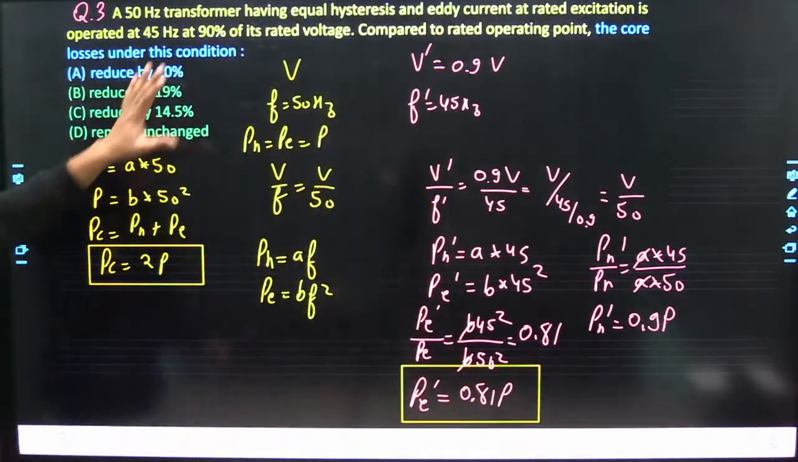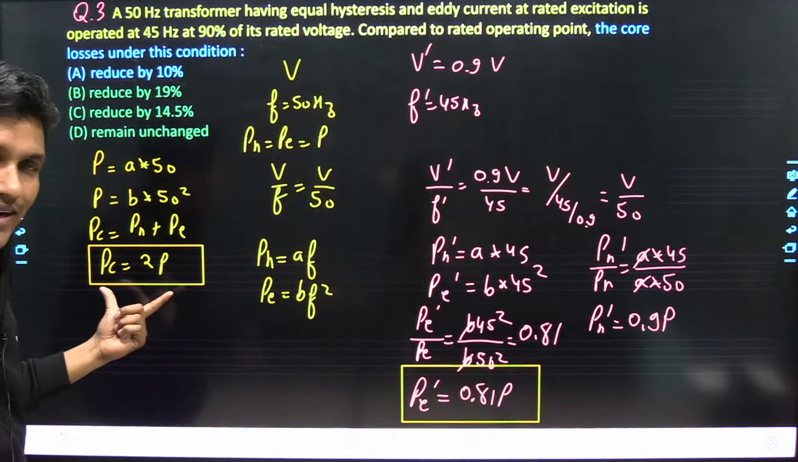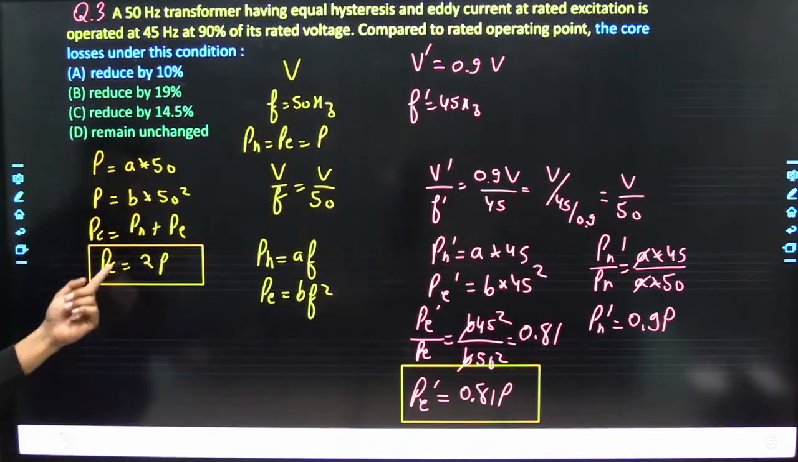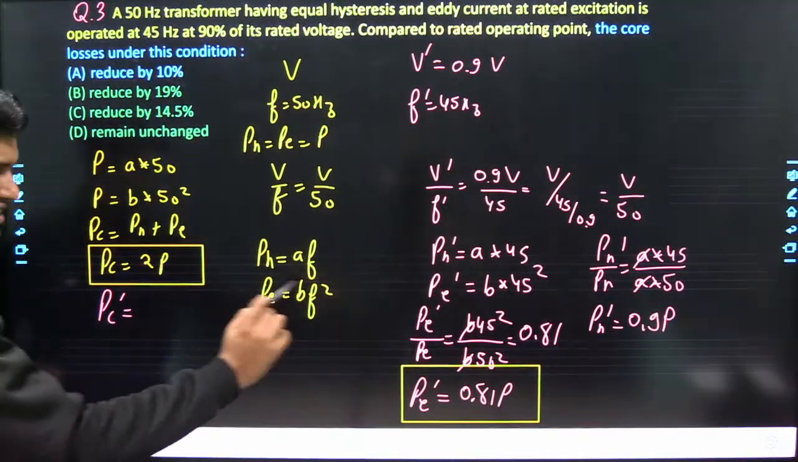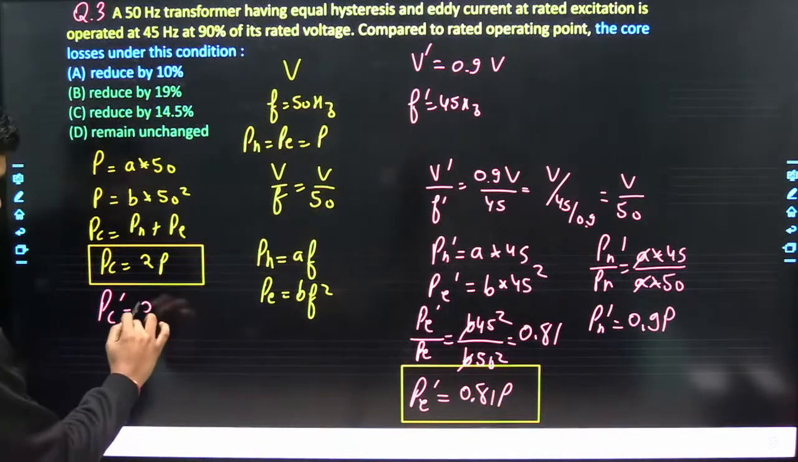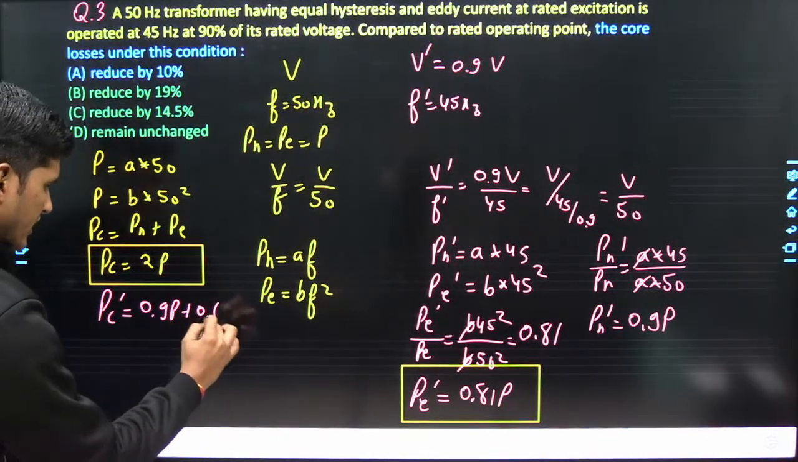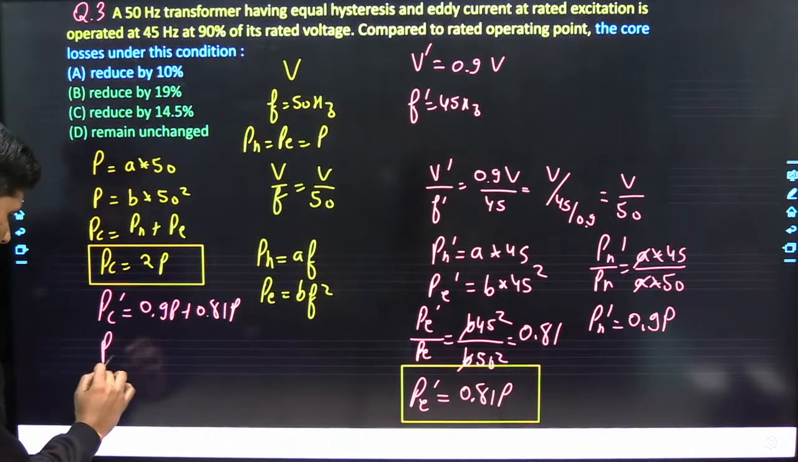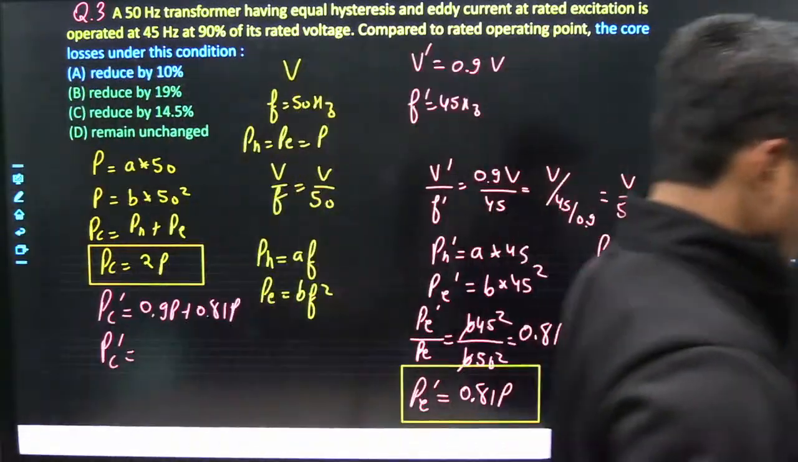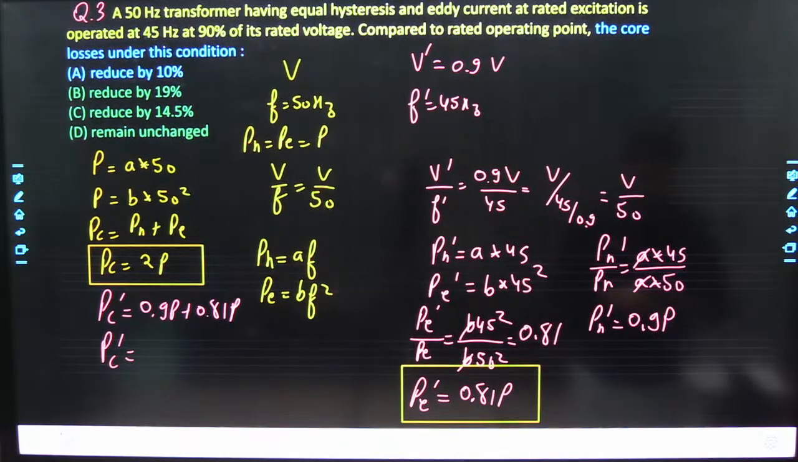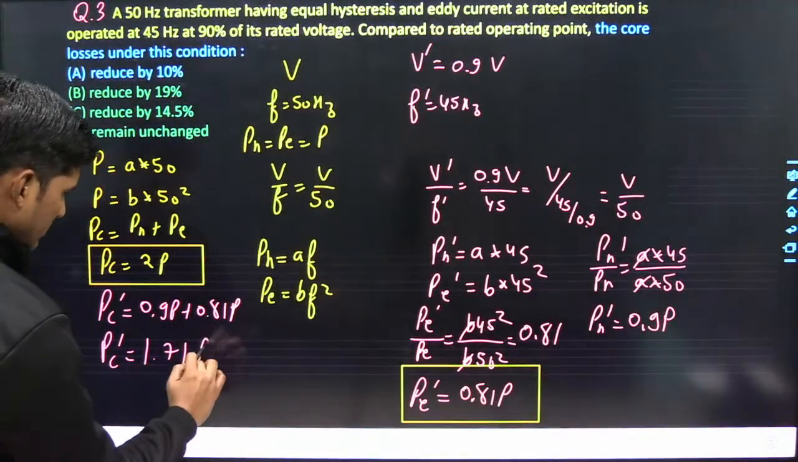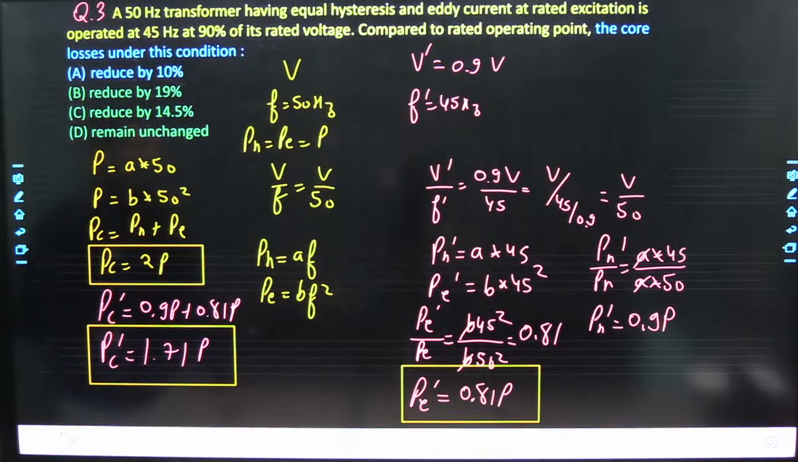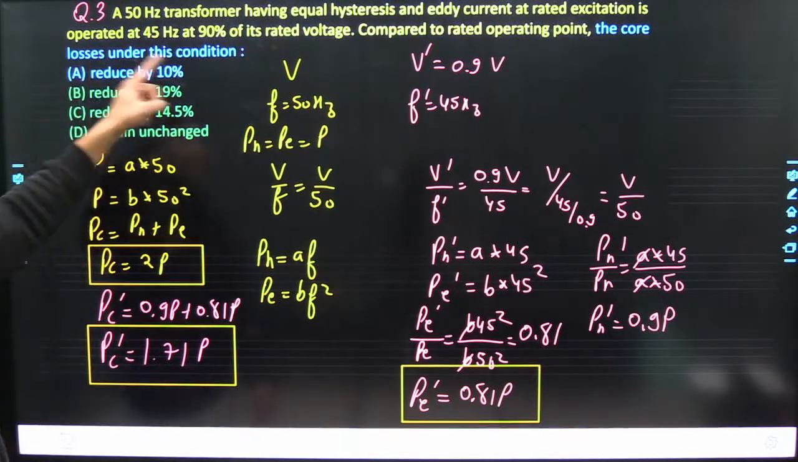Now, initially in the rated condition, the hysteresis and eddy current losses are each P, so total core losses is 2P. In the second condition, PC dash equals hysteresis plus eddy current loss, that is 0.9P plus 0.81P. So PC dash equals 0.81 plus 0.9, that is 1.71 in terms of P. We have to find the percentage change in core losses.